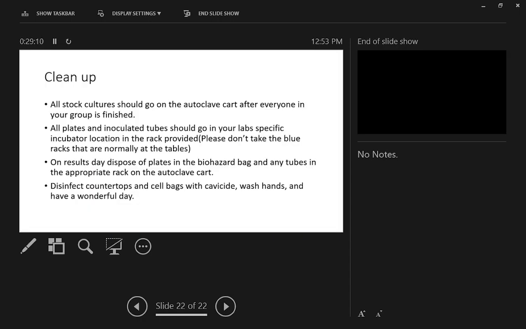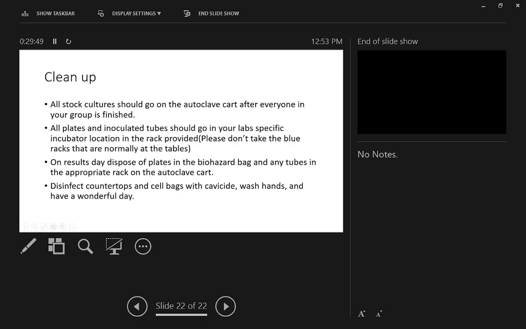What you guys will do, you will have stock cultures. When you get to cleanup for that, you'll just make sure to put the stock cultures back where your TA tells you to. They might ask you to save them. They might ask you to put them on the autoclave cart or in the biohazard bag. If it's the biohazard bag, make sure the plates go in the specific location. If it is the autoclave cart, if it's a slant or a broth, make sure you put it in the right rack. They will remind you which one it is. For your plates that you inoculate, make sure you put the plates in the specific incubator slot for your lab group. These are set to room temperature, so make sure to put them in the room temperature incubators.